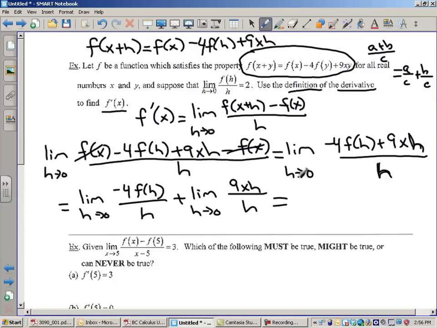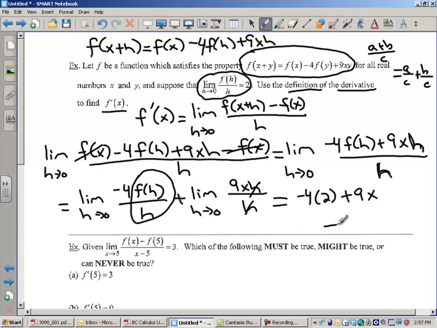So let's see if we can answer these. F of h over h as h approaches 0 is given to me in the problem. So the answer to this one would be negative 4 times 2. I've replaced the limit as h approaches 0, because they told me this, with 2. And then on the second one, of course, I can cancel those h's, and that is just 9x.